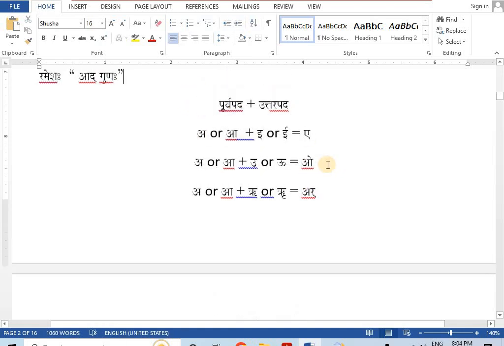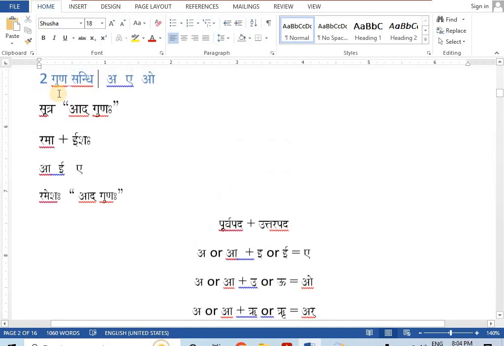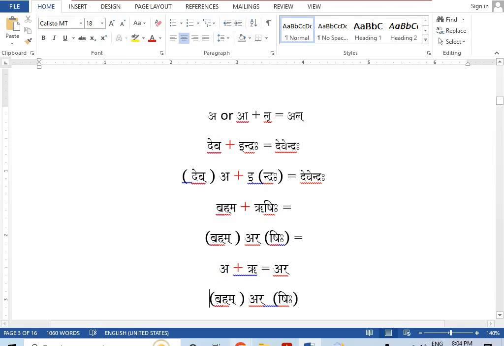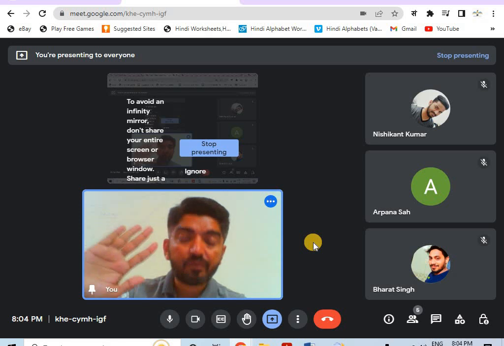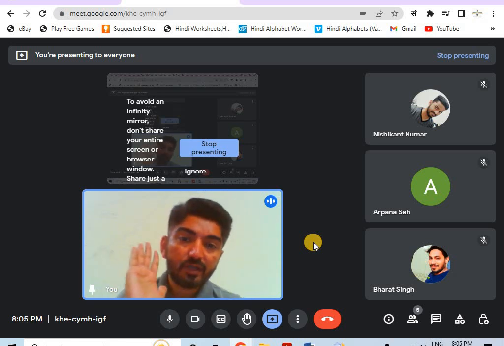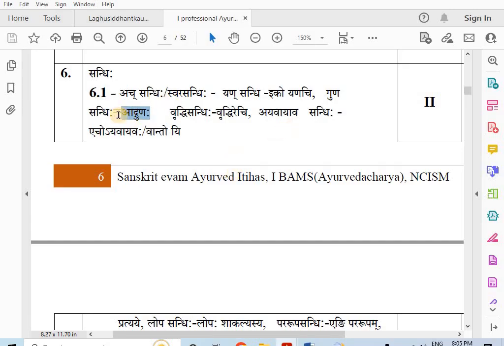But as per the sutra, at guna, it says that after A or A, if the next is an ach vowel, then you can do guna. Guna means guna vowels A and O. Okay. So I hope you understood this sandhi. Please go through this material, and also go through my previous video on sandhi that I explained in brief without sutra. Here we are discussing the sutra specifically in detail. So students, here we understood guna sandhi, that is ad guna is the sutra.